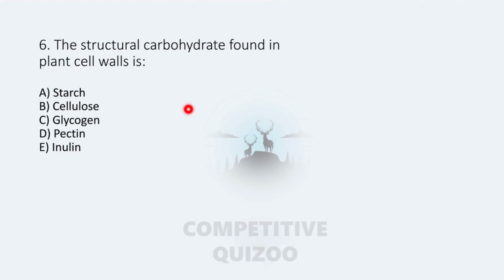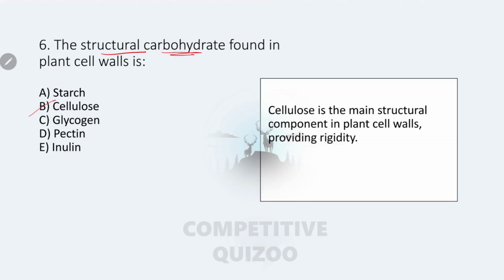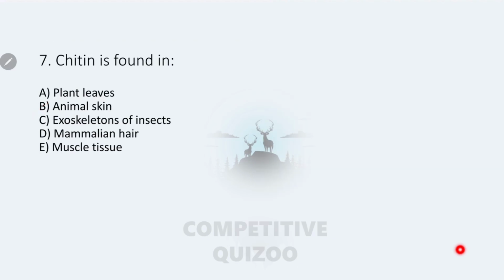Coming to the next question. The structural carbohydrate found in plant cell walls is. Options are starch, cellulose, glycogen, pectin, insulin. The answer to this question is cellulose. Cellulose is the main structural component in plant cell walls, providing rigidity.